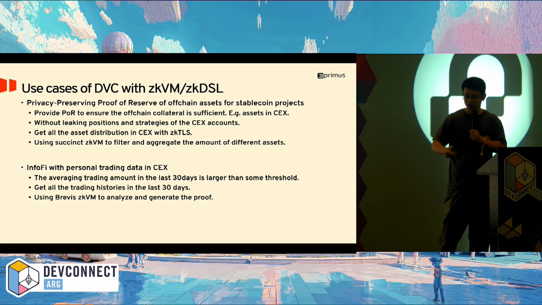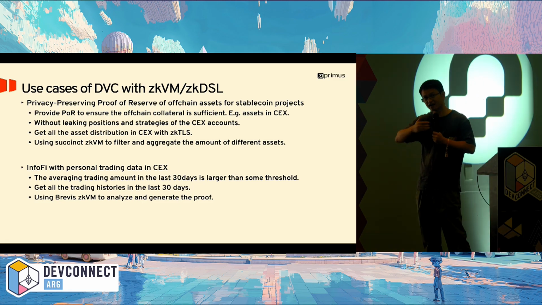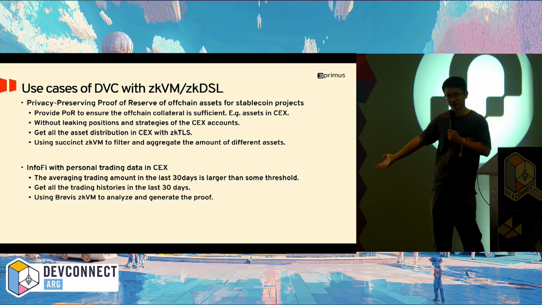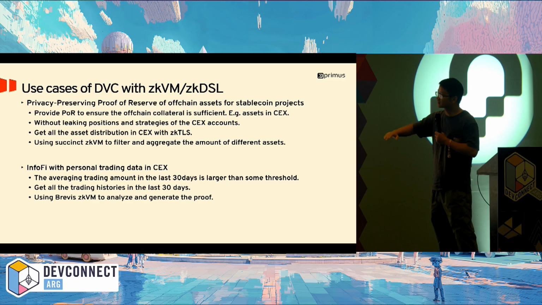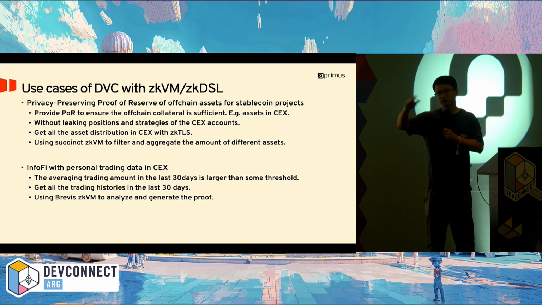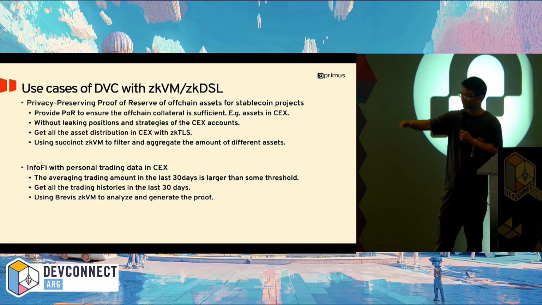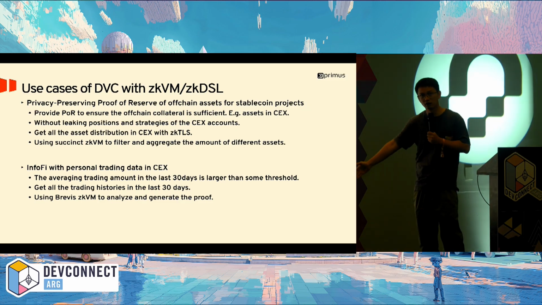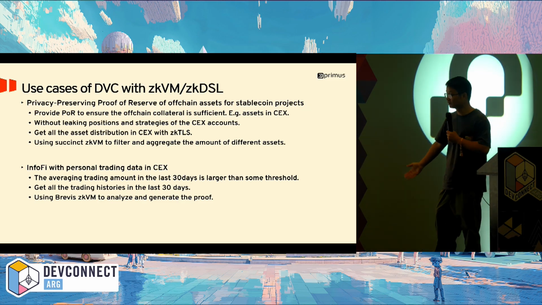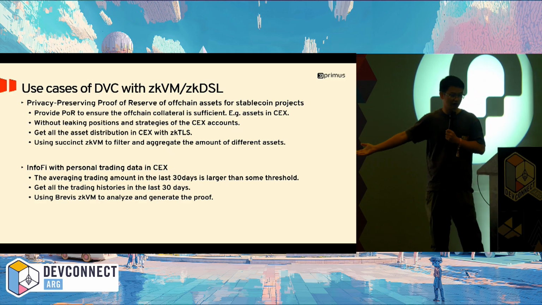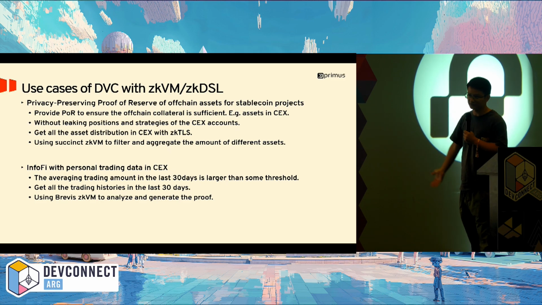But you also use a zkVM to analyze it: okay, I have enough, the average of everything is okay, and generate some kind of proof there. So it's always a combination of the source verification and the logic of your business. And we put this business logic into a zkVM or any kind of zkDSL. So these are real solutions deployed with our customers to show the power of DVC.